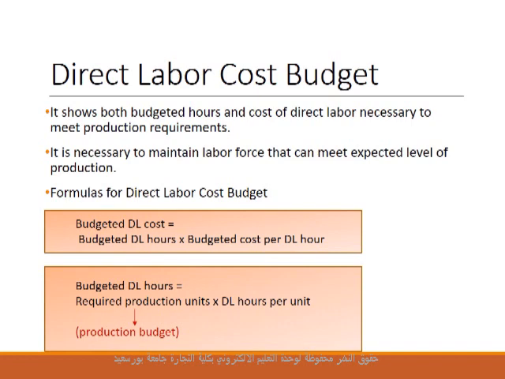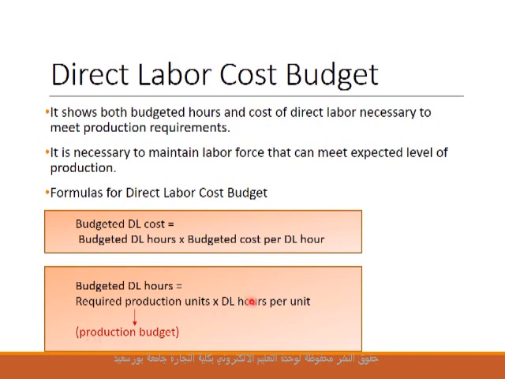To compute budgeted direct labor cost, we need to multiply budgeted direct labor hours by budgeted cost per direct labor hour. And budgeted direct labor hours can be computed by multiplying required production units by direct labor hours per unit. So, what new information do we need to complete this budget? Required production units is not new information. We can obtain this figure from the production budget.